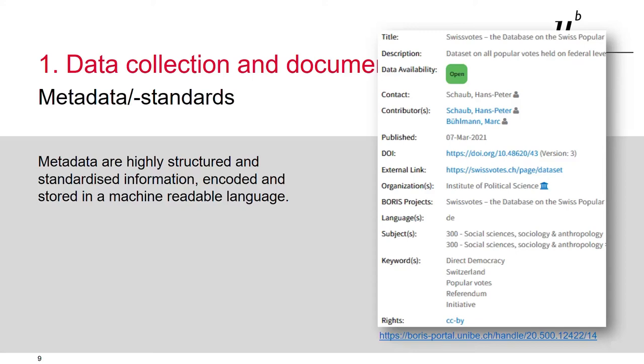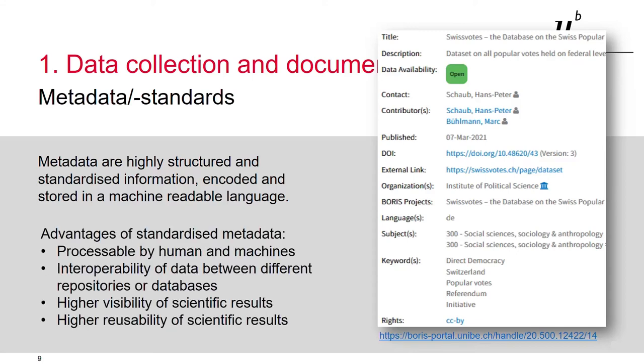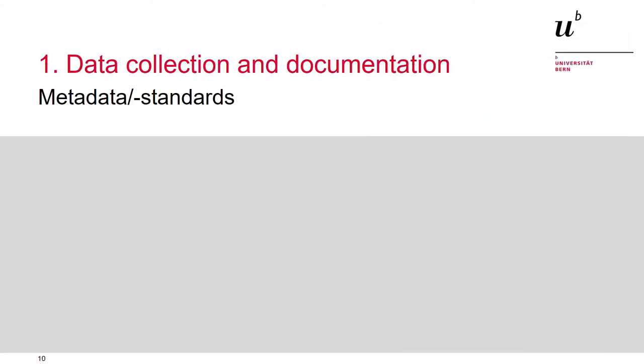This is an example of metadata created with Boris Portal. A big advantage of metadata is that they are processable by human and machines. Describing data with standardized metadata allows interoperability of data between different repositories or databases. This enables a better findability and thus increases the visibility and reusability of scientific results.